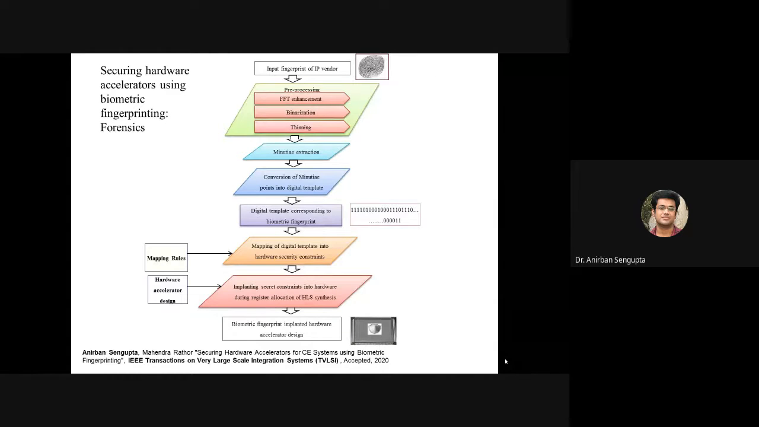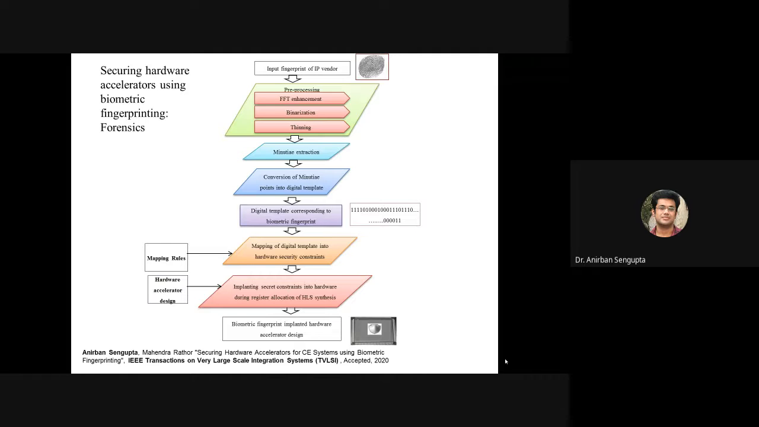So let's look into the algorithm once. We start with the input fingerprint captured through any optical scanner, and then we go ahead with performing some pre-processing steps such as FFT enhancement, binarization, and then thinning. And then we perform the minutia extraction and convert these minutia points into a digital template, which is nothing but a sequence of ones and zeros.